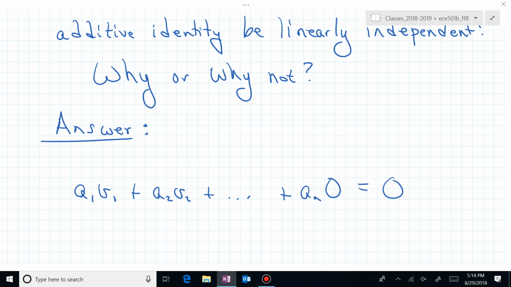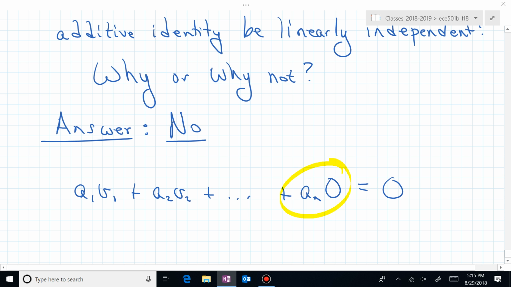I was trying to highlight that term. What do we know about that particular term in our sum or our combination? Does it matter what A sub n is? Can I pick it to be something other than 0 and still get 0? Yes. So now what's your answer?